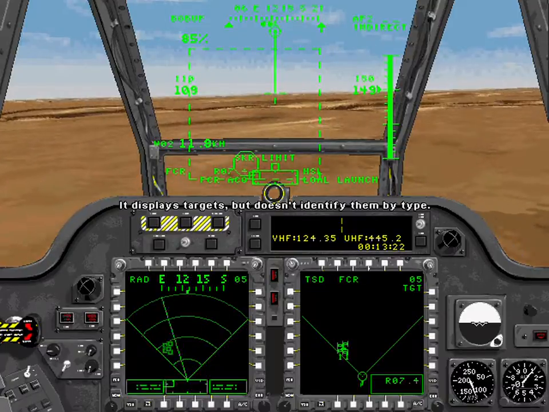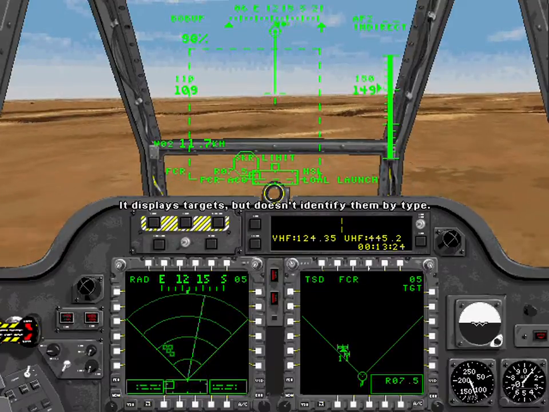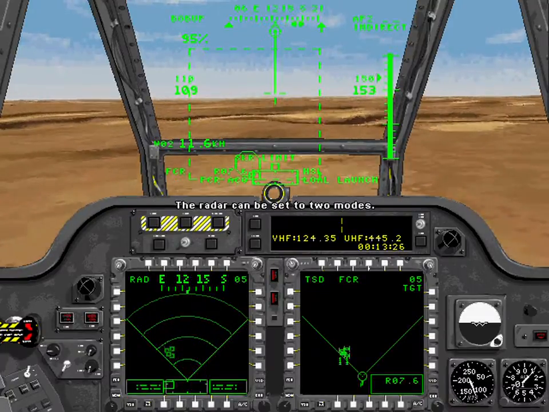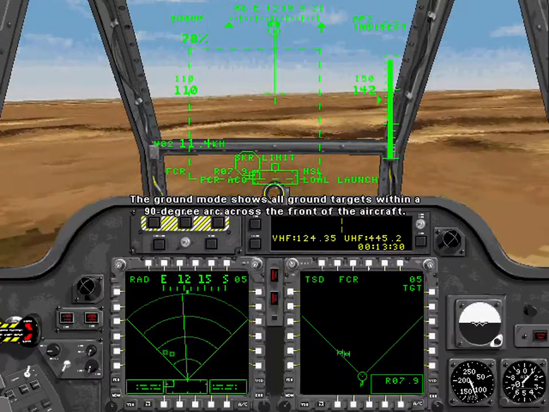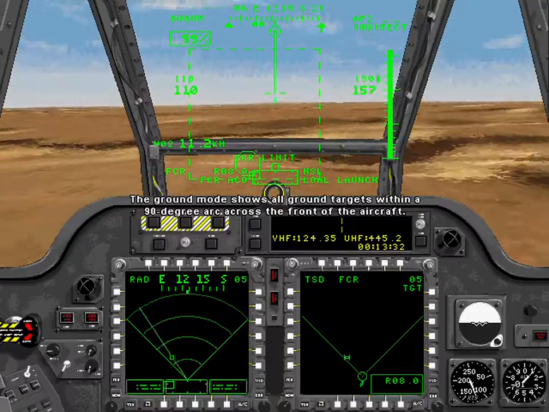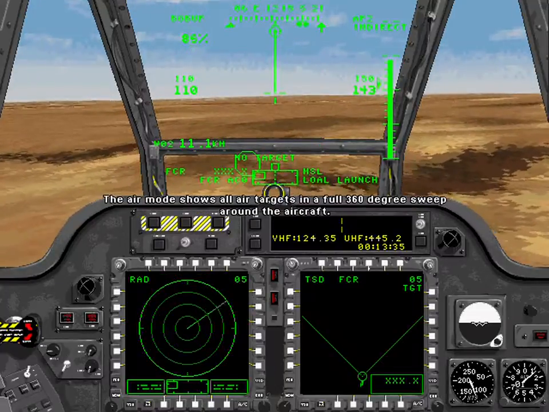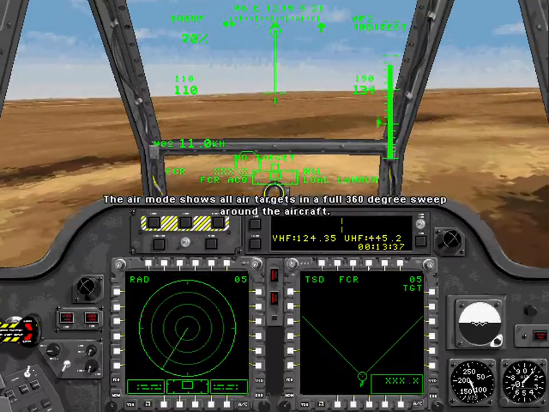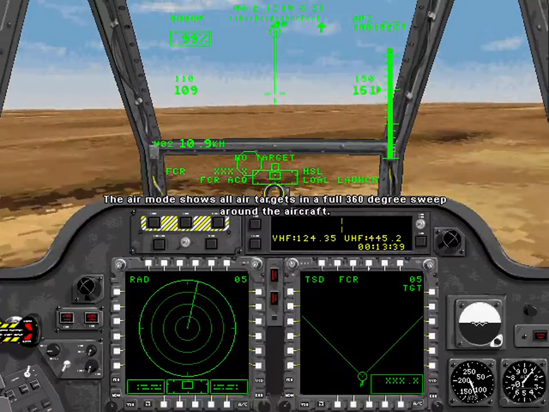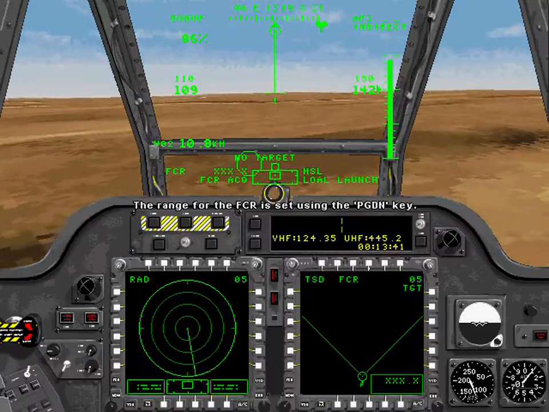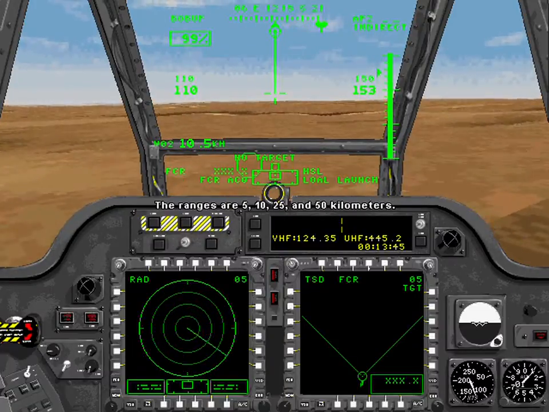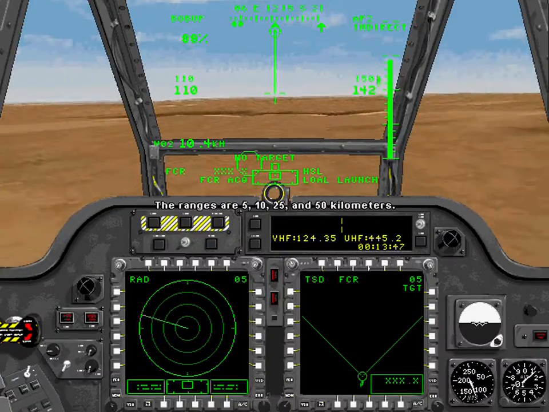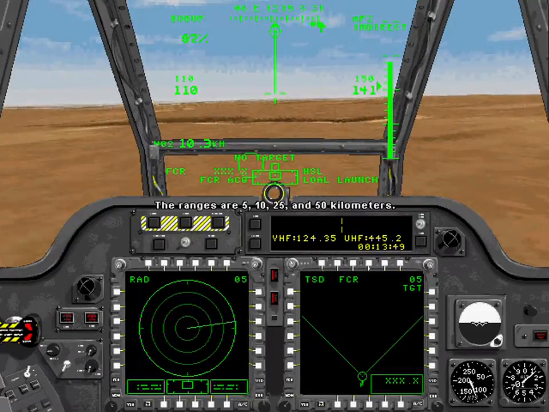It displays targets but doesn't identify them by type. The radar can be set to two modes. The ground mode shows all ground targets within a 90-degree arc across the front of the aircraft. The air mode shows all air targets in a full 360-degree sweep around the aircraft. The range for the FCR can be set to 5, 10, 25, or 50 kilometers.